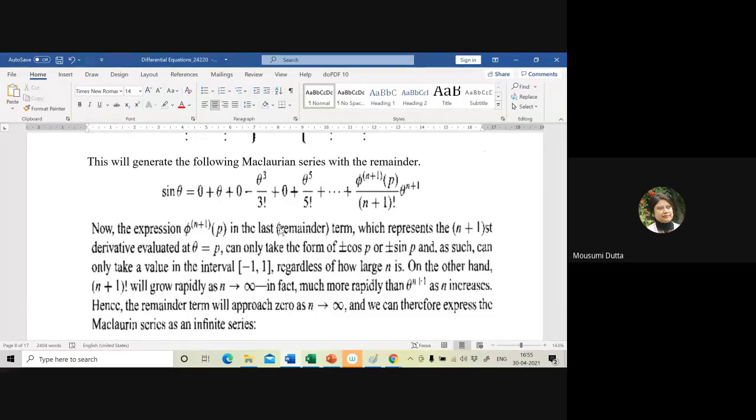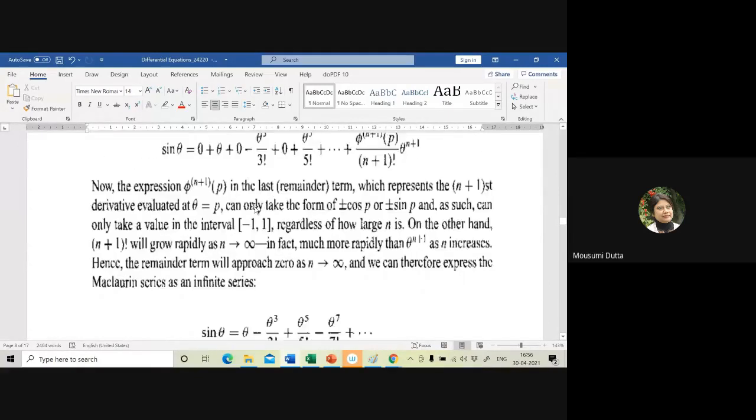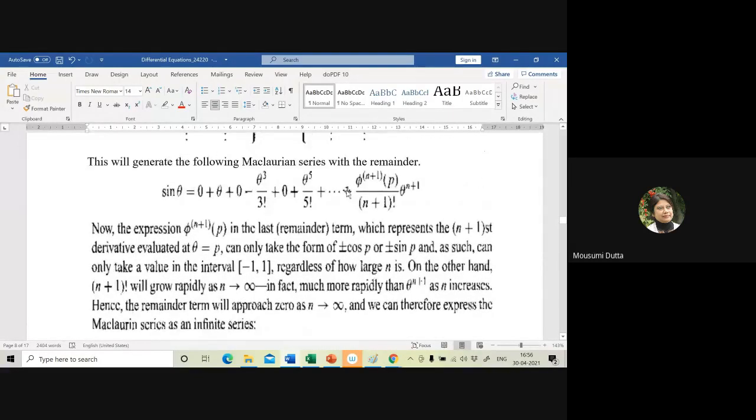So if we combine all the things, that is phi to the power n plus 1 at p, theta to the power n plus 1 divided by n plus 1 factorial, all the matters together, we are finding that this entire term is moving towards 0 as n tends to infinity. So this remainder term will not be there at the end, closing the series. So it will be an open series.